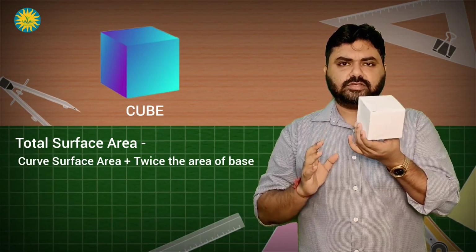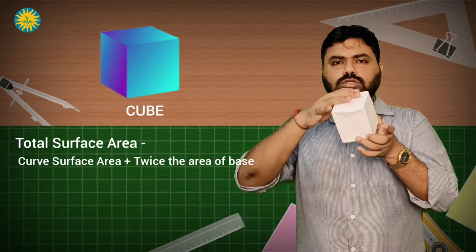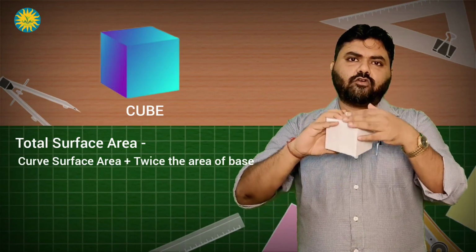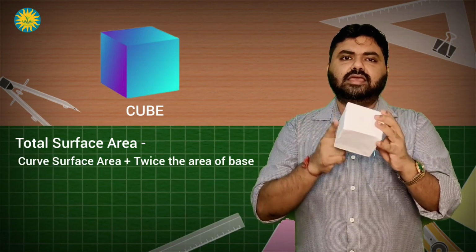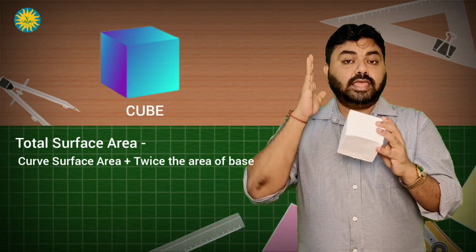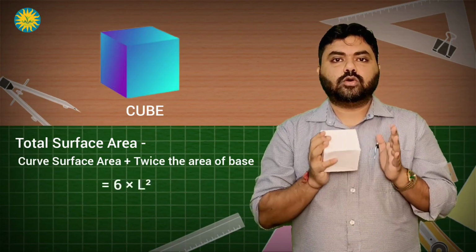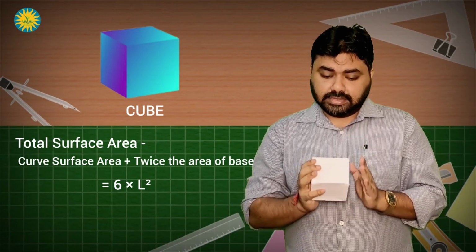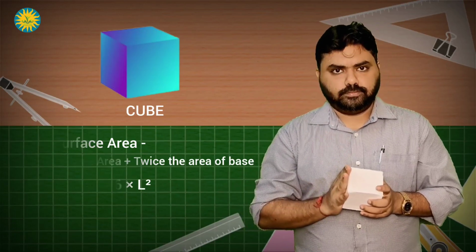Therefore there are 6 surfaces, and all the surfaces are square. Therefore the total surface area means the area of all the 6 surfaces. Each surface has area L square. Therefore the area of 6 surfaces will be 6 into side square or 6 into L square. So this is the formula of the total surface area of a cube.